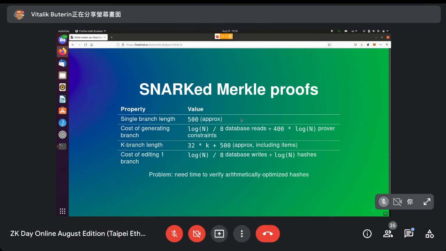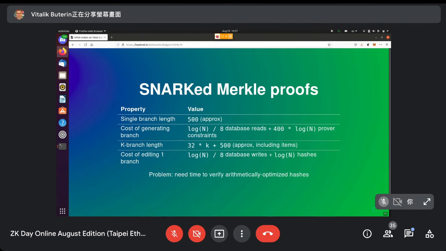The cost of editing is just going to be hashing. And then the cost of generating a proof is going to be the database writes plus about 400 times log n prover constraints if we assume that we're using some of these really fancy arithmetic-friendly hashes. The problem is, to actually do this, we need to properly verify, de-risk, and do all of our homework on the arithmetically optimized hashes.